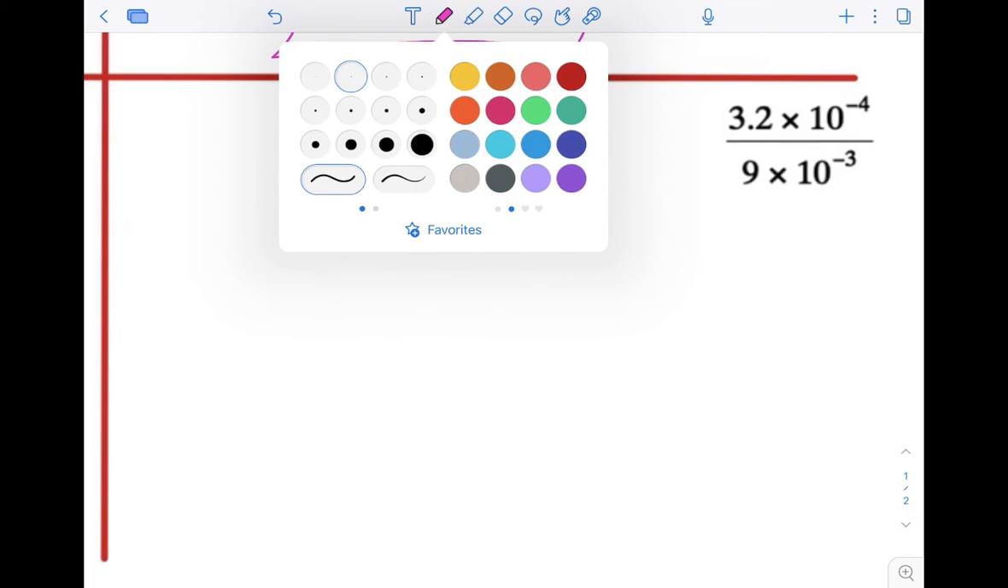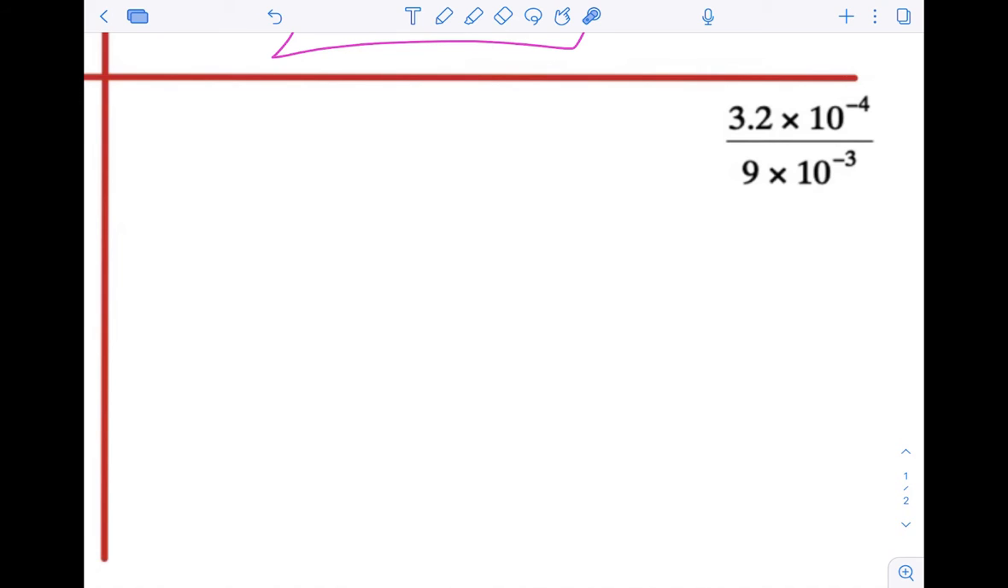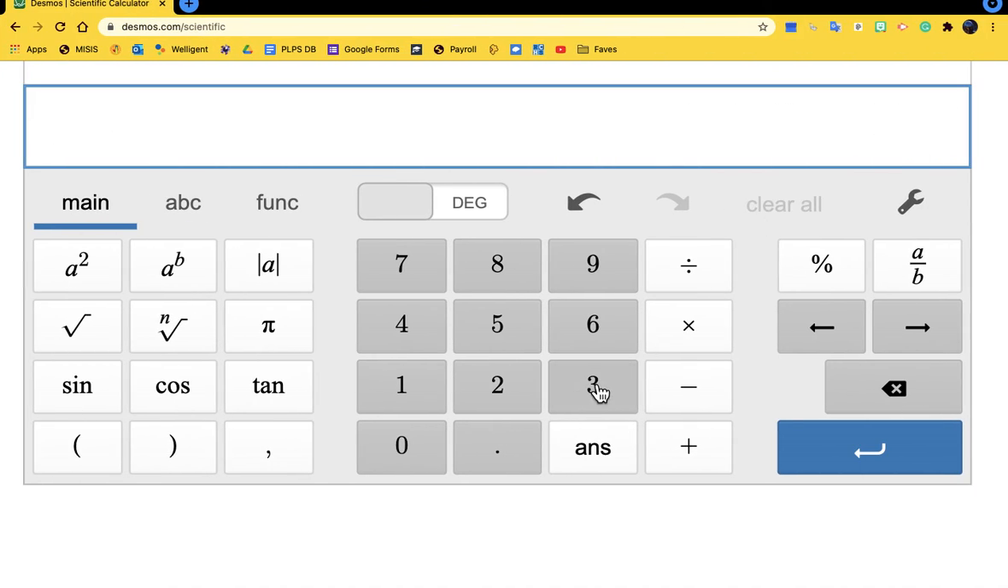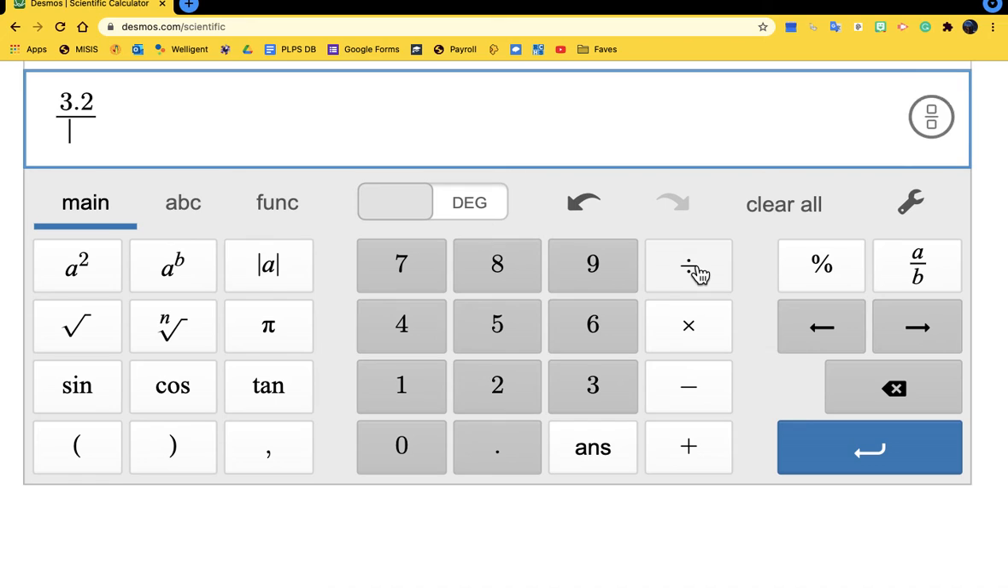Let's pick a different color. Let's go with this one here. So again, I'm dividing scientific notation, right? So let us divide 3.2 divided by 9, right? Regular number divided by regular number. And let us divide 10 to the negative 4 over 10 to the negative 3. Just like this, okay? So again, let us use our calculator for that. 3.2 divided by 9.